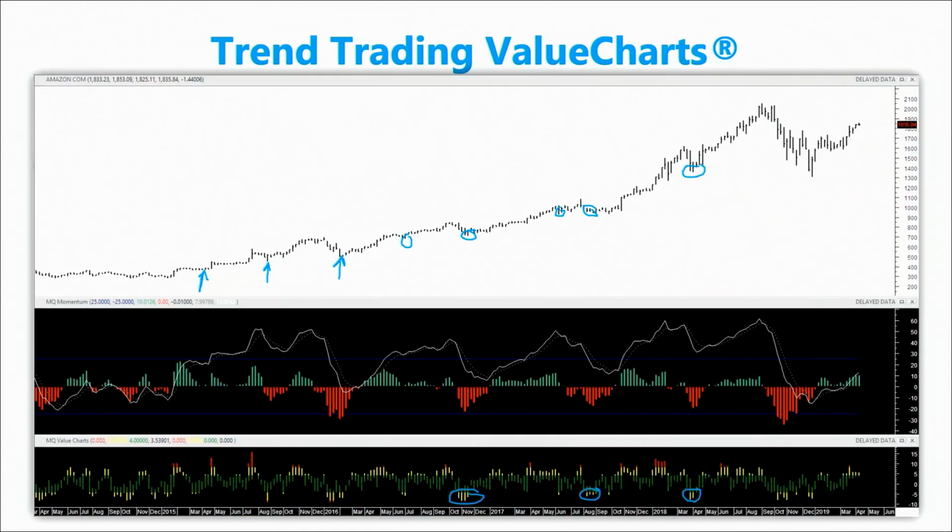Making sense so far? You said, do the value charts use any company fundamentals? Nope, it's a fully technical indicator. The algorithm does not reference fundamentals at all.